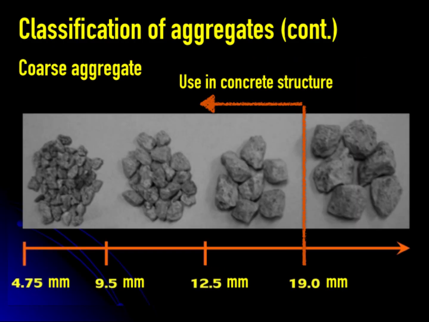Coarse aggregate. The coarse aggregate retained on the sieve number 4 has varied size starting from 4.75 to 37.5 millimeters, but structural concrete typically uses a maximum size not more than 19 millimeters. Because with a higher size aggregate, it is very difficult to place the concrete into the formwork, and the largest size aggregate will not pass the reinforcement steel, so a big void may occur in the concrete structure.